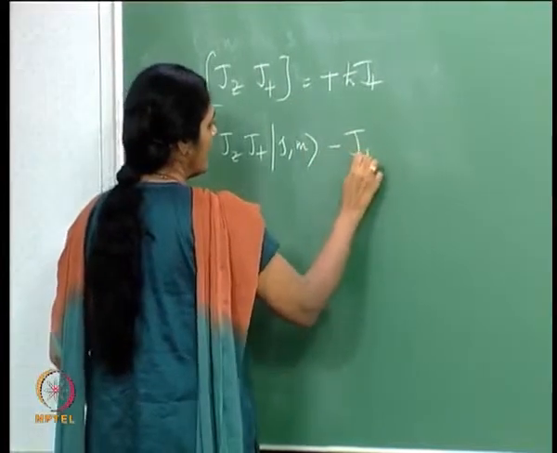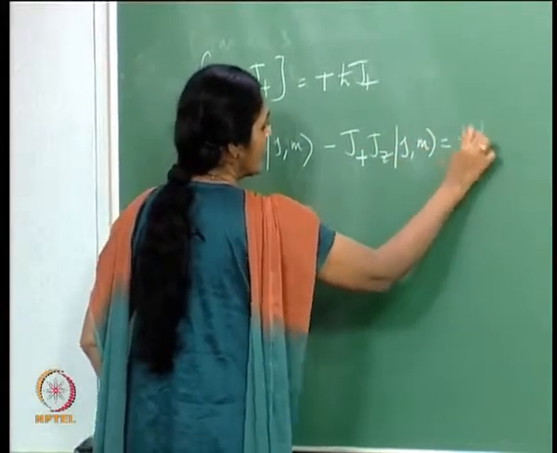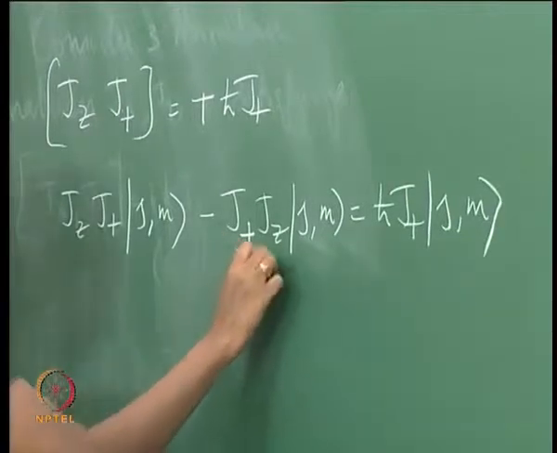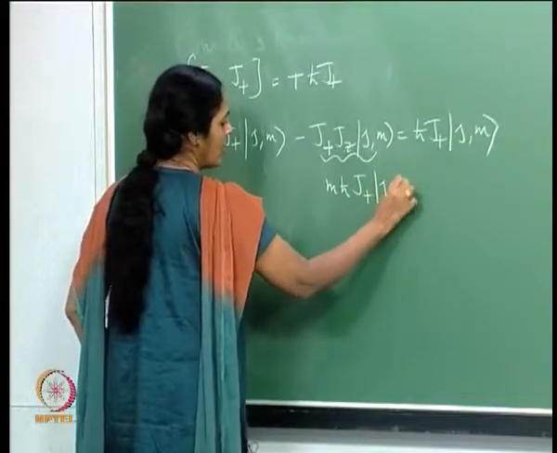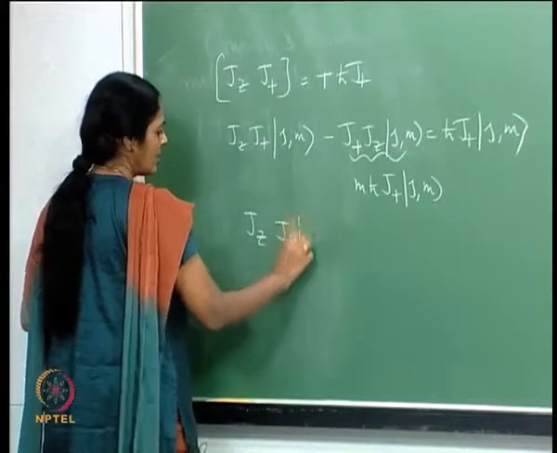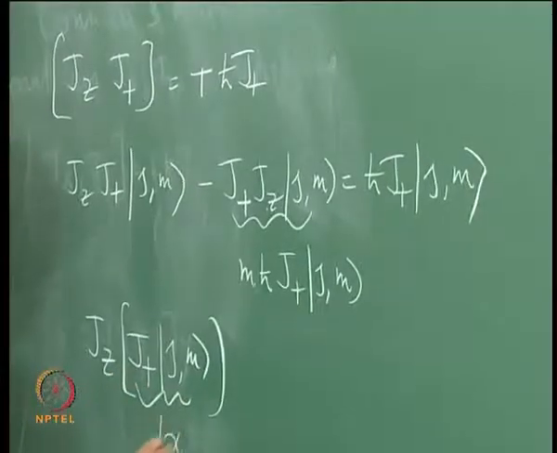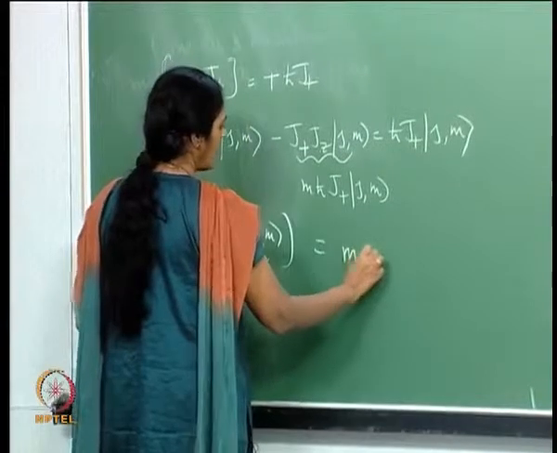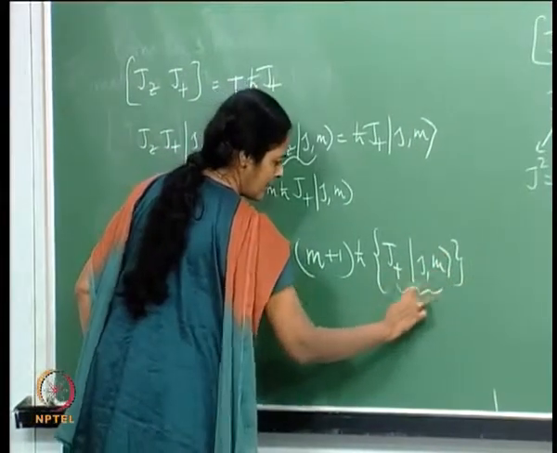From this algebra, I have that jz j plus j comma m minus j plus jz j comma m is h cross j plus j comma m. Well, certainly this object jz acting on j comma m is m h cross, which is a number, and therefore I can pull that out and write the second term in this manner. Therefore, I have jz j plus j comma m, jz operating on this state, which I labeled as ket chi symbolically. This is equal to m plus 1 h cross j plus j comma m. This was ket chi.